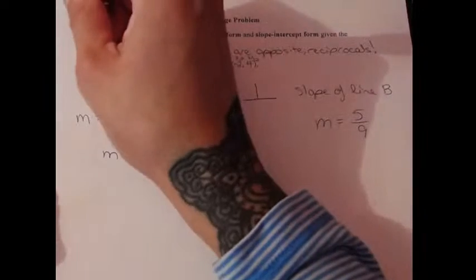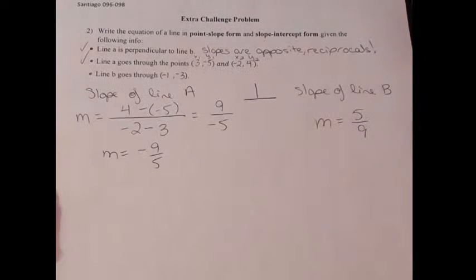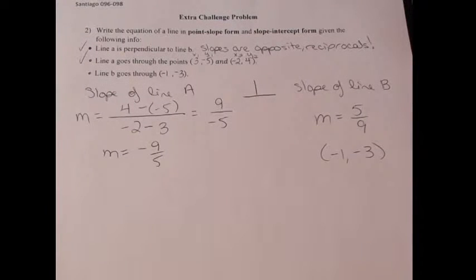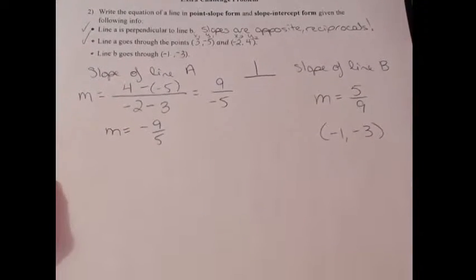So that takes care of the first 2 points that we're given, right? Next, we're told that line B goes through the point -1, -3. Our goal right now is to find the equation of line B. So let's do that.